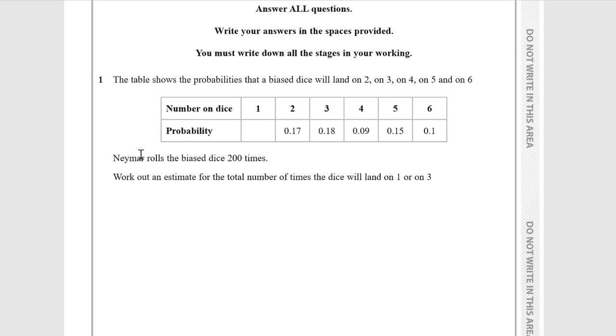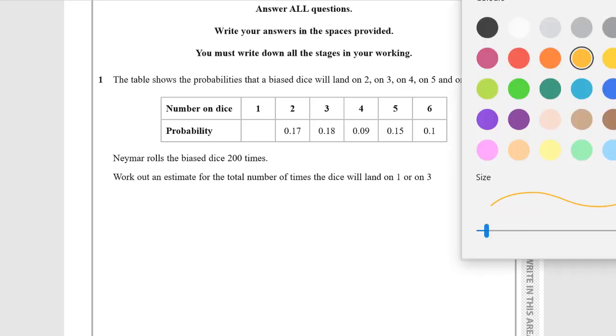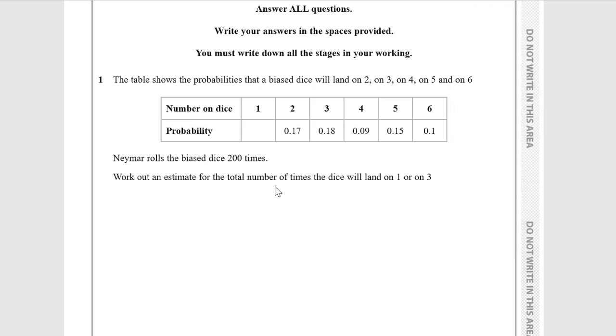It says the table below has the probabilities that a biased dice will land on 2, on 3, on 4, on 5, and on 6. We're meant to work out the missing probability. Then Naomi rolls a biased dice 200 times. Work out an estimate for the total number of times the dice will land on 1 or 3. So first we need to figure out what P1 is.